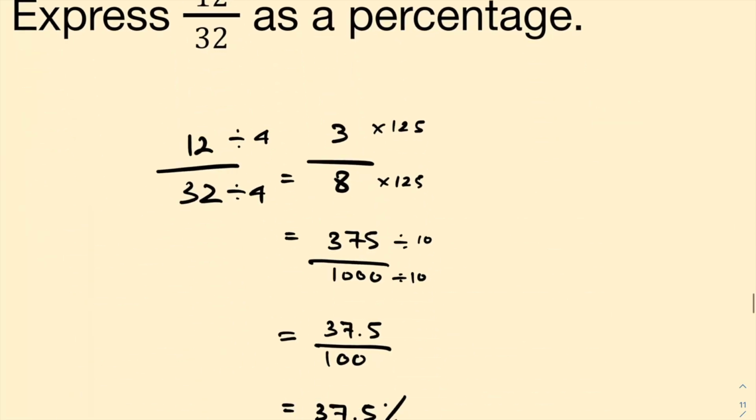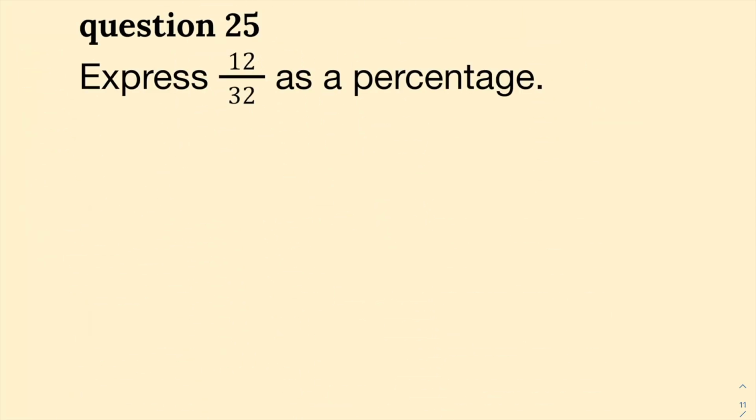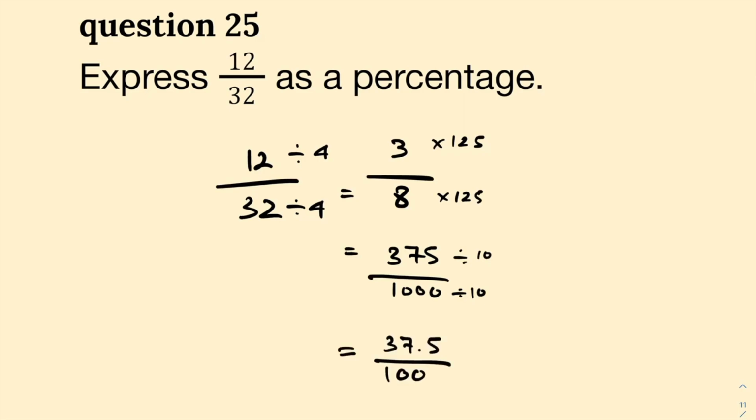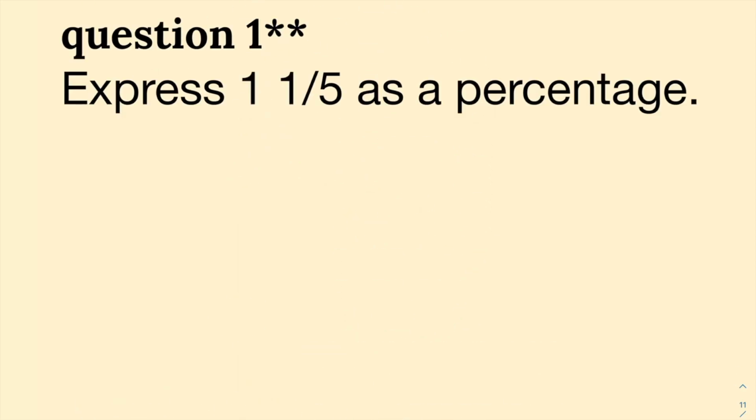is the answer. 12 over 32 as a percentage. Well, we definitely don't want 32 as our denominator. We can divide by 4, thankfully, top and bottom, giving us something much better, 3 over 8. And with 8, we can multiply by 125, giving us 375 over 1,000. But as a percentage, we want our denominator to be 100, so let's divide by 10, giving us 37.5 over 100, which is 37.5%. And now, level 2 questions.